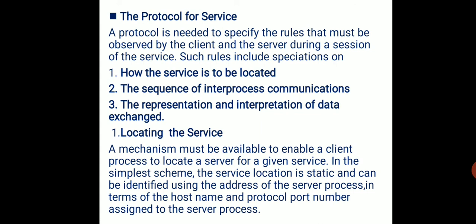The first one is locating the service. A mechanism must be available to enable a client process to locate a server for a given service. In the simplest scheme, the service location is static and can be identified using the address of the server process in terms of host name and protocol port number assigned to the server process. So locating the service means finding the exact location of the server, by giving the address of the server process and identifying the protocol port number of that server process.